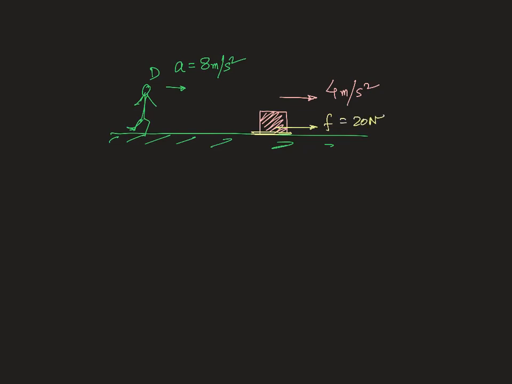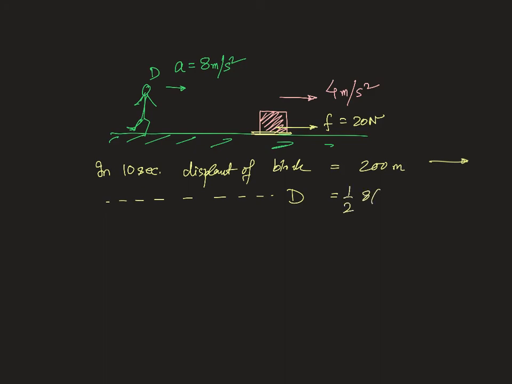So in 10 seconds, displacement of the block, as you know, is 200 meter to the right, and in 10 seconds displacement of D is equal to 400 meter, right? So that is half 8 multiplied by 10 square. So this will make it 400 meter towards the right.